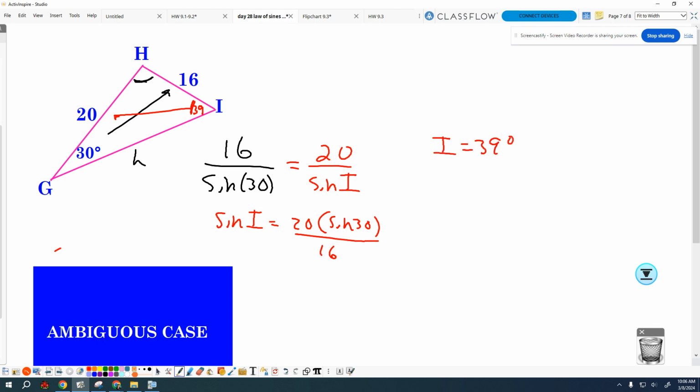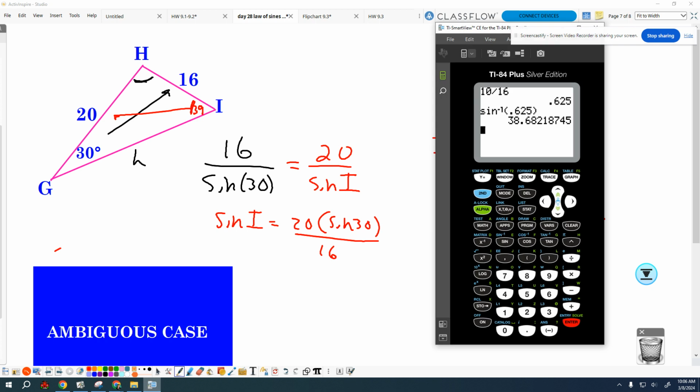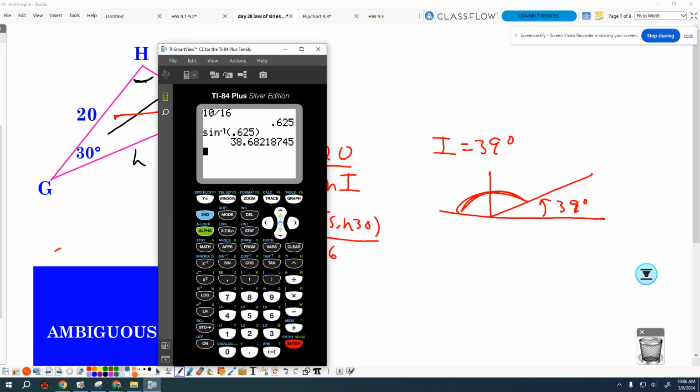So hold on. Right now, Peter, what is the other side of that angle? If this is 39, what's the bigger angle? 129, would you say? 141. 180 minus 39, 141.